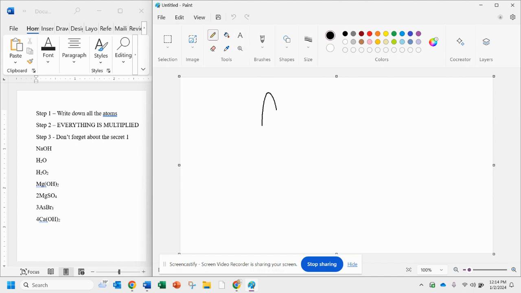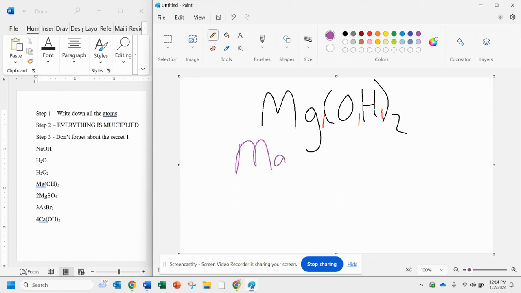So here we're going to get a little more complicated. We're going to do magnesium hydroxide. And remember, we kind of count hydroxide as its own thing. We're counting that polyatomic ion as its own thing. So when we have parentheses and we have a subscript on the outside, that means we multiply. And when we do that, so let's put in our secret ones. Here's our secret ones. And when we do that, we multiply everything inside the parentheses by the 2.